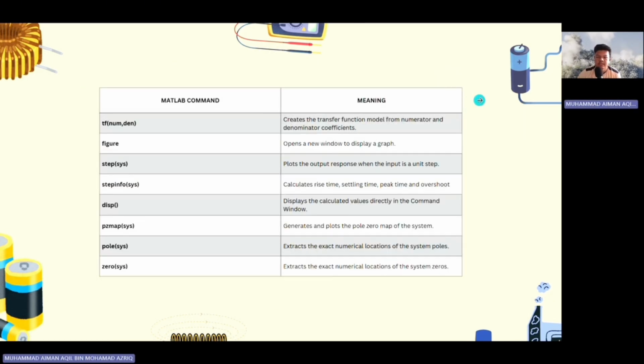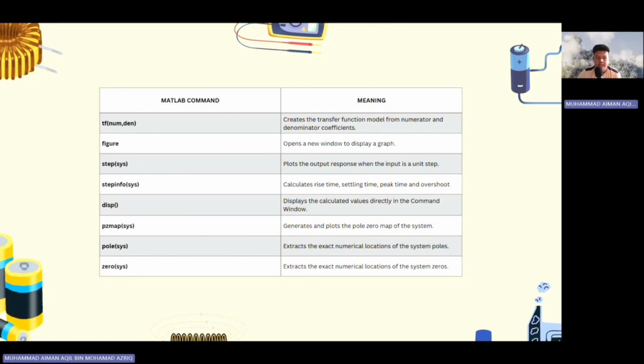Okay, next, back to the coding. For each command, I have written the function of each command. The first one is tf(num, den), which means transfer function, numerator and denominator. This creates the transfer function model from numerator and denominator coefficients. The next is the figure command. This opens a new window to display a graph. The next one is step(sys). This plots the output response when the input is a unit step.